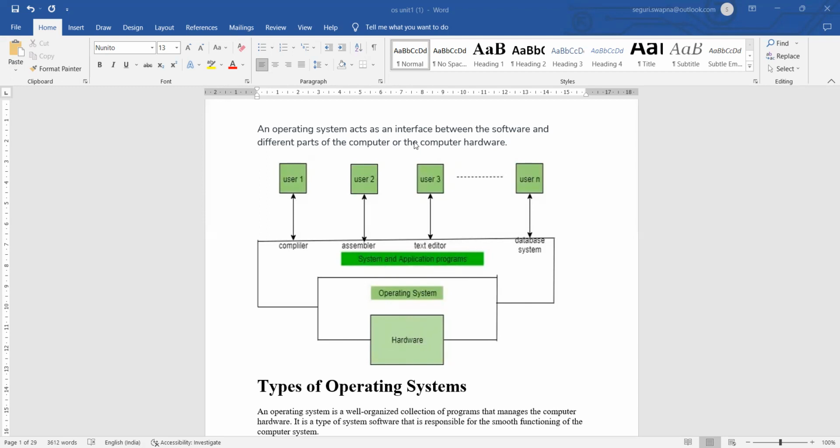So, according to the definition, operating system acts as an interface, that is, as a mediator between the user and the hardware components. This is the definition of operating system.